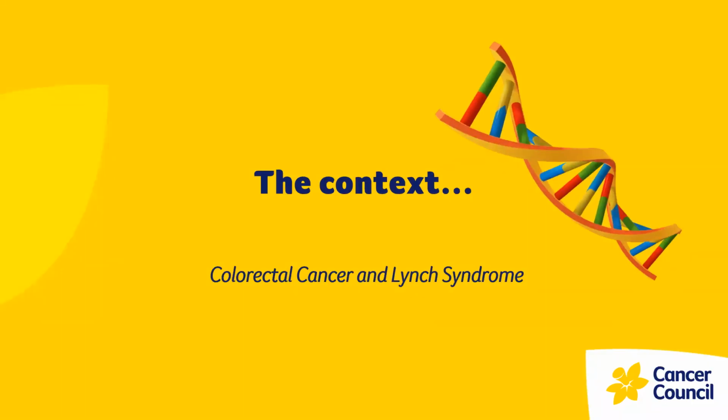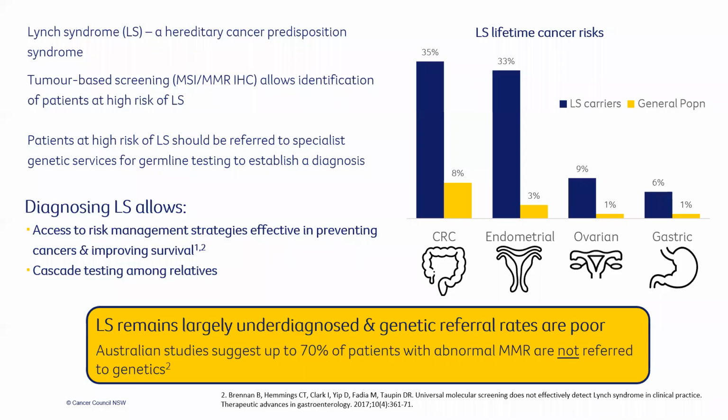The context. So in this study, we're talking about colorectal cancer and Lynch syndrome. Lynch syndrome is a hereditary cancer predisposition syndrome. Tumour-based screening allows the identification of patients at high risk of Lynch syndrome, and patients at high risk should be referred to specialist genetic services for germline testing to establish a diagnosis. Diagnosing Lynch syndrome allows access to risk management strategies effective in preventing cancers and improving survival, and can also allow for cascade testing among relatives.